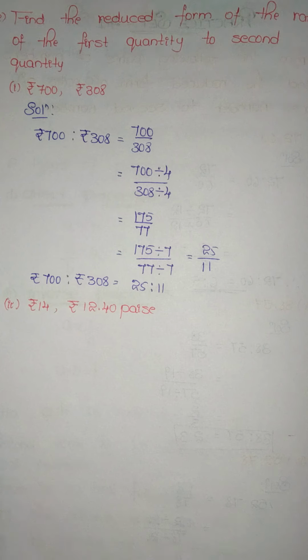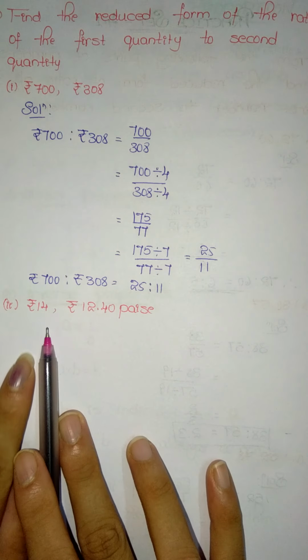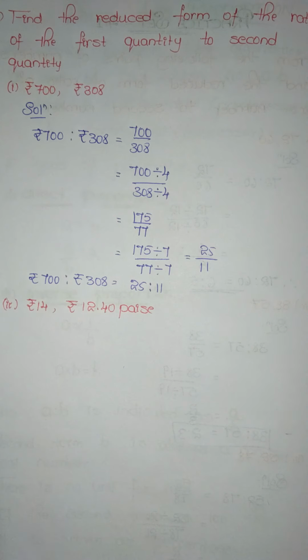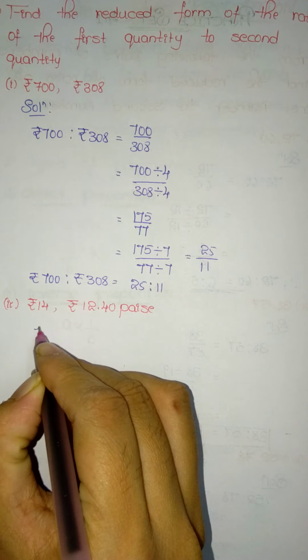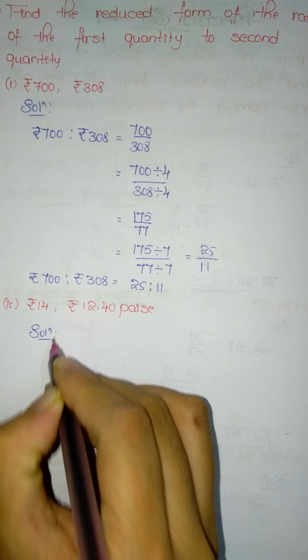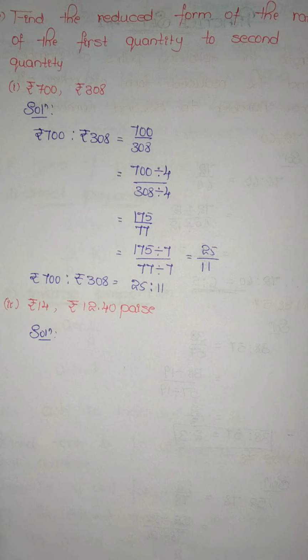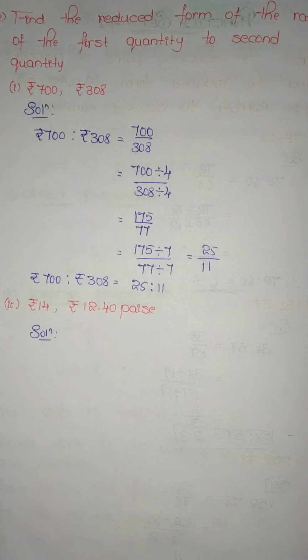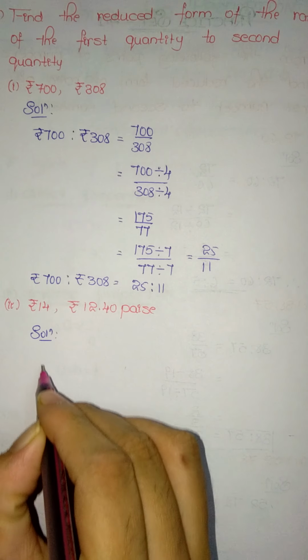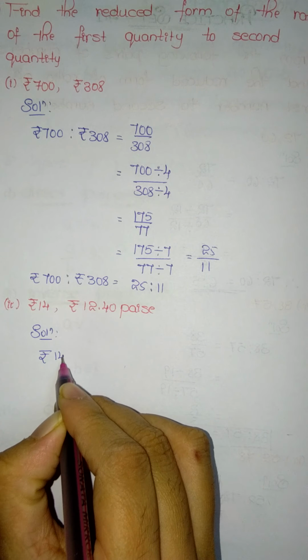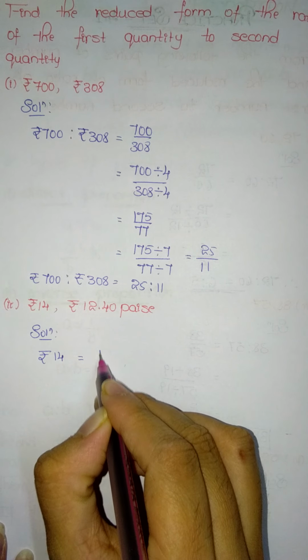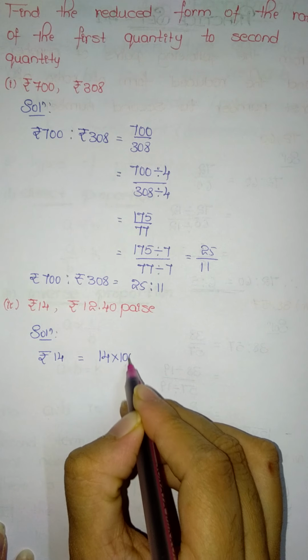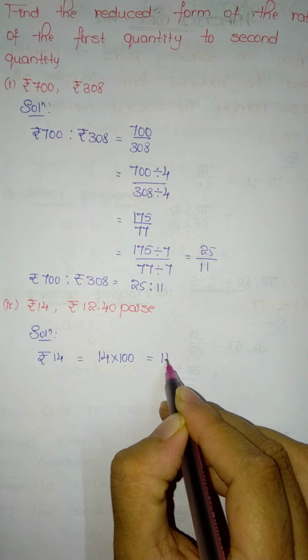So second one, here rupees 14 and rupees 12.40 paise, that is 12 rupees 40 paise. We have to convert these into paise. The 14 rupees also has to be converted into paise, and this one too. How to convert this? Here 1 rupee contains 100 paise, so multiply the first quantity and second quantity by 100. So rupees 14 we can convert into 14 into 100, because 1 rupee means 100 paise. So it gives 1400 paise.